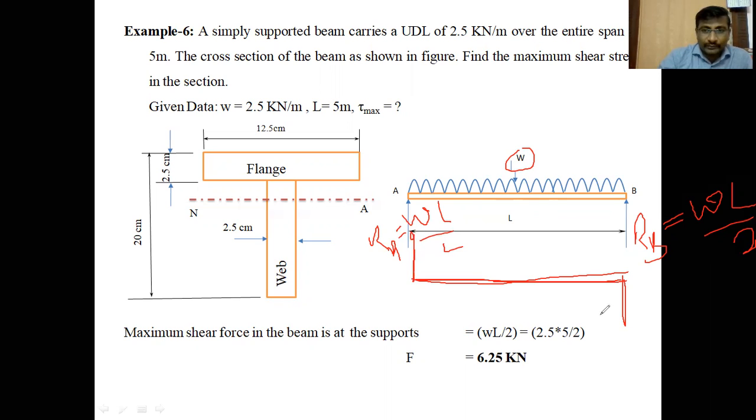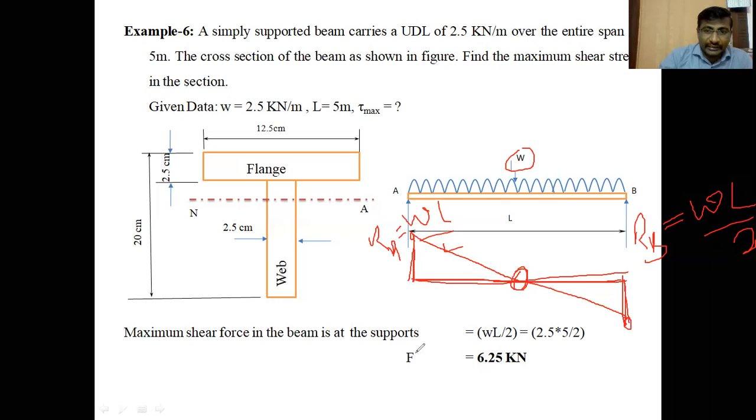How do we join these two points, WL by 2 at A and minus WL by 2 at B? For a UDL, the shear force diagram varies linearly along the beam. Therefore, by drawing a straight line, the shear force diagram is completed. Zero shear force occurs in a simply supported beam with UDL at the center, at which the maximum bending moment is developed. Already we know that. So the maximum shear force is WL by 2, either at A or at B, at the supports.